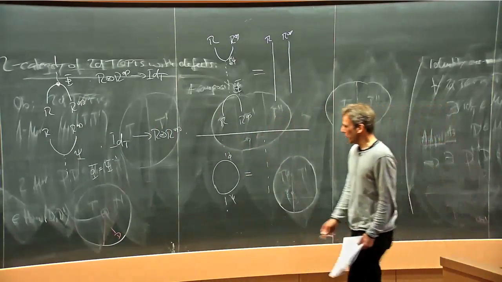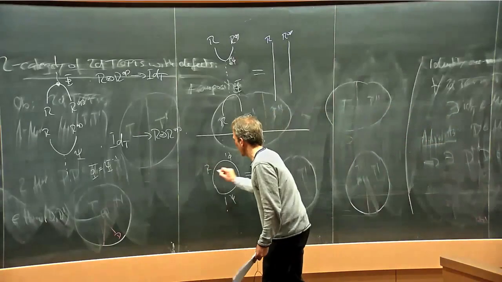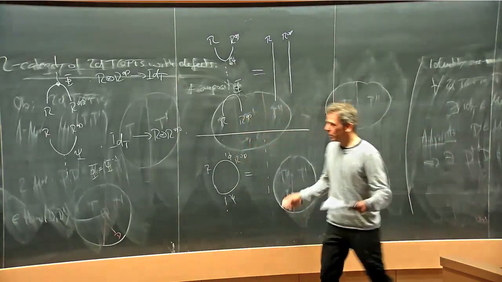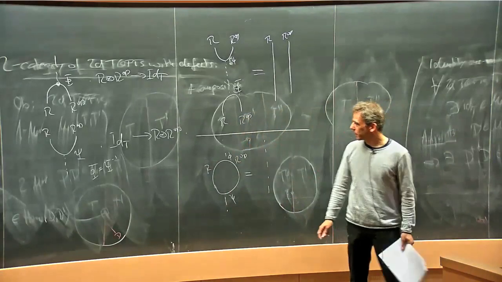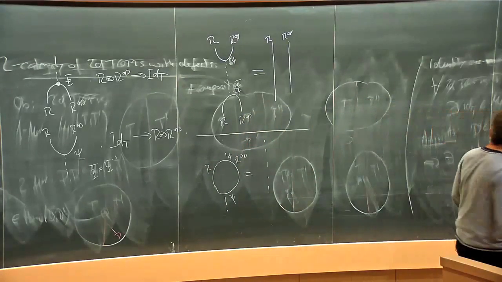So that means whenever you see a loop like this, so again, here's R and here's R opposite, whenever you see a loop, you can just take it away. Okay.